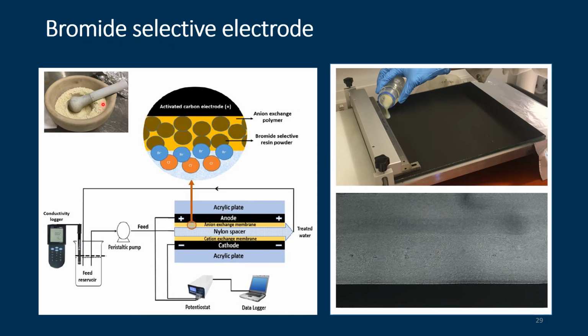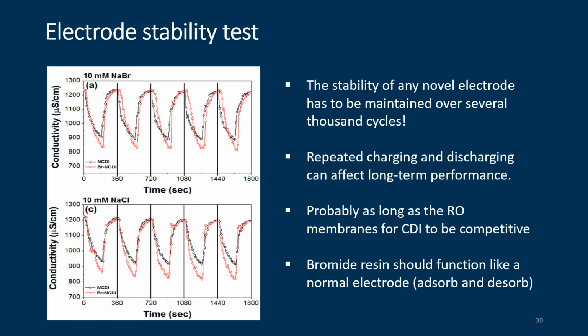So this is the bromide resin, and then we mixed it with our anion exchange membrane polymer. This bromide-selective resin powder and the anion exchange membrane polymer mixed together to produce our ion exchange membrane. And then we tested the overall selectivity of bromide ion.